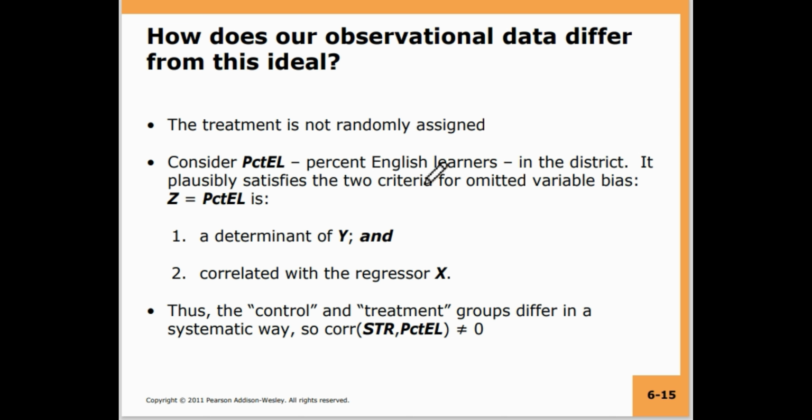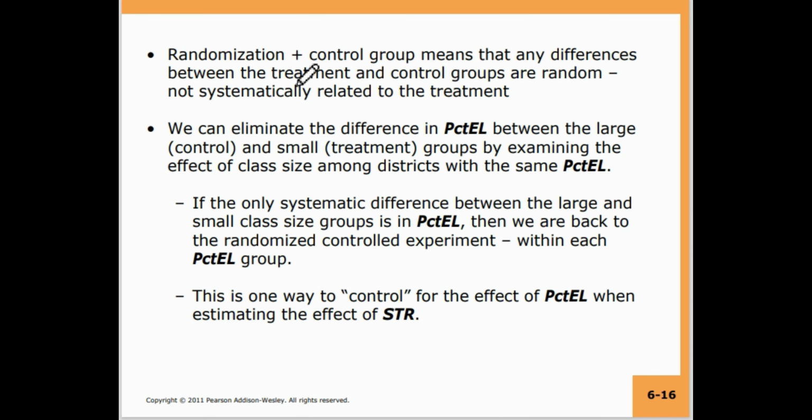So if you consider percentage English learners in the district, it plausibly satisfies the two criteria for omitted variable bias. It is a determinant of Y, and it is correlated with the regressor X. Thus the control and treatment groups differ in a systematic way. As we have said before, the correlation between student-teacher ratio and percentage English learners is not 0. Randomization plus a control group means that any differences between the treatment and control groups are random. They are not systematically related to the treatment. What is the treatment here? Basically, whether you are assigned to a small class or a large class.